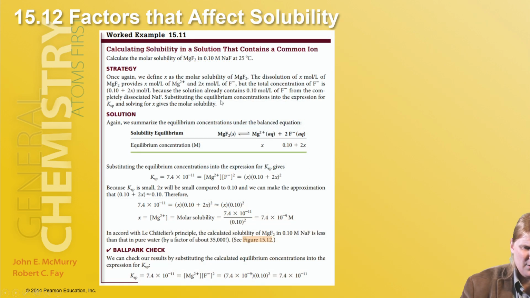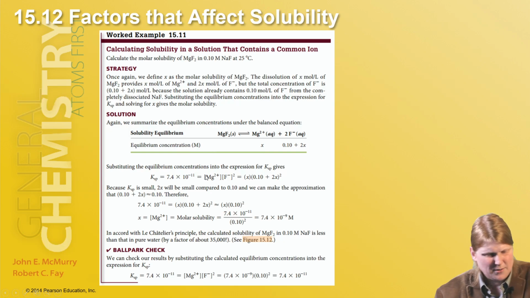Calculating the solubility of a solution that contains this common ion. So we're looking a little bit back at the common ion effect problems. If we have a common ion present here, this fluoride ion, then we add this into our existing equilibrium, and we're able to go ahead and work out our Ksp with this already present. So this is going to change our value of x.